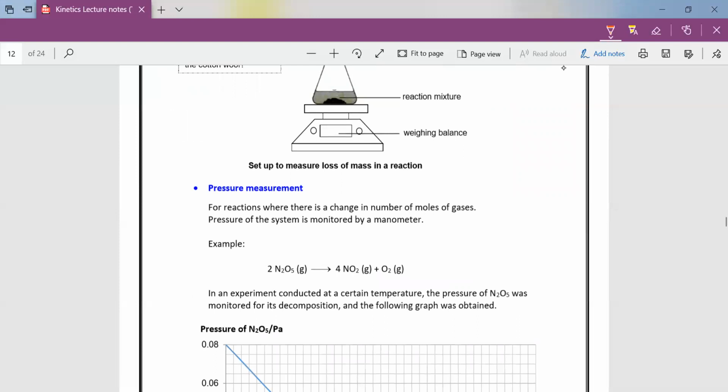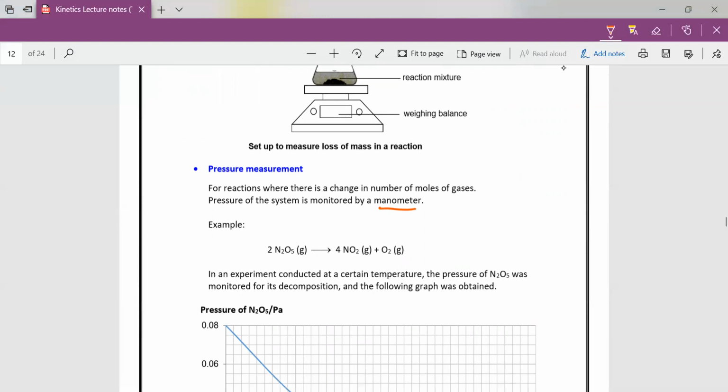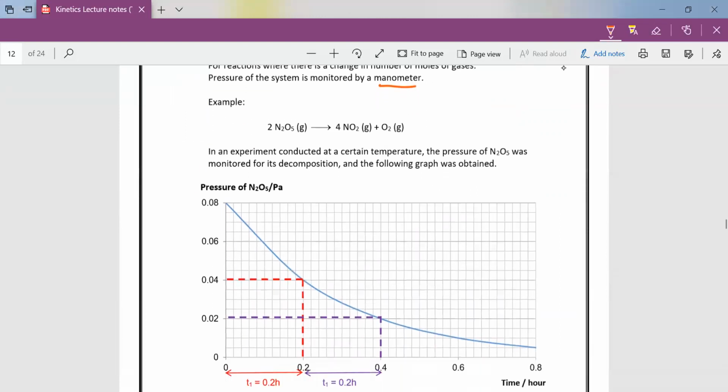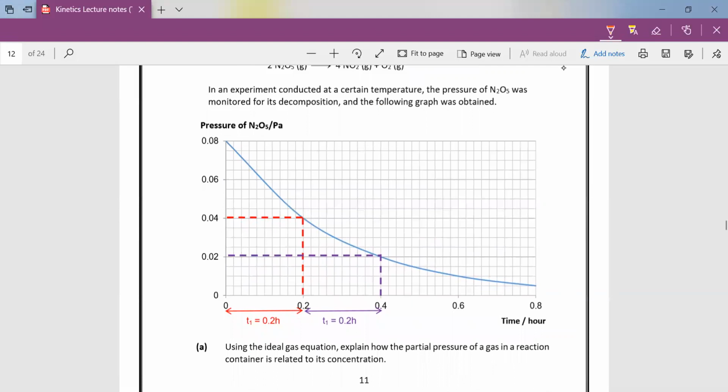Of all the measurements, I think this one is the hardest to do in our lab because you need a manometer. So you monitor the pressure of the N2O5 gas, and then you realize that the t half is the same, meaning that it's constant.